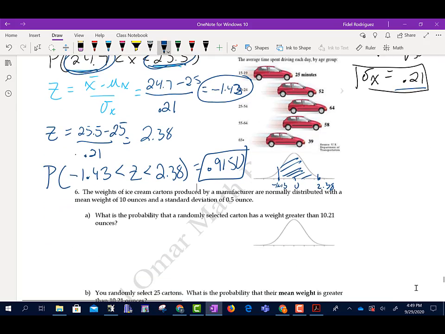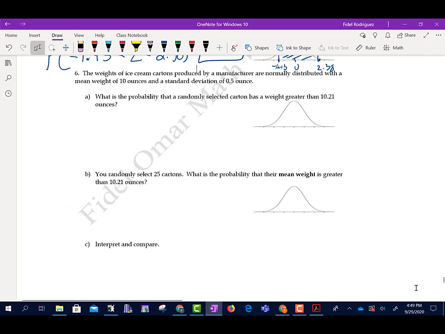All right, so we think we got one last problem to do here, and we'll be done with chapter 5. It says, the weights of ice cream cartons produced by a manufacturer are normally distributed with a mean weight of 10 ounces and a standard deviation of ½ ounce. Okay, so first thing I know is my mean is 10 ounces, and my standard deviation is ½ ounce, 0.5 of an ounce. It says, what's the probability that a randomly selected carton has a weight greater than 10.21 ounces?